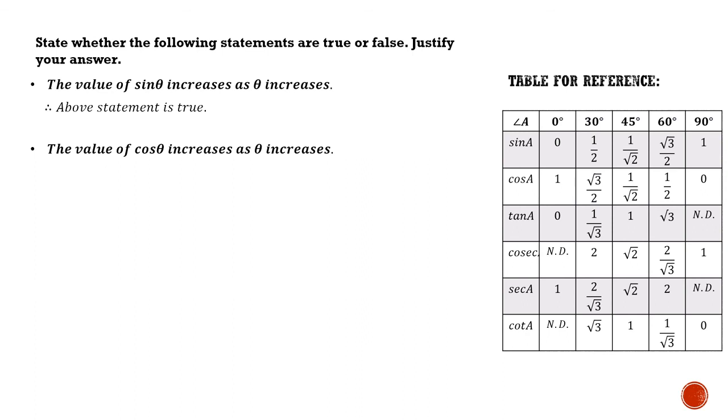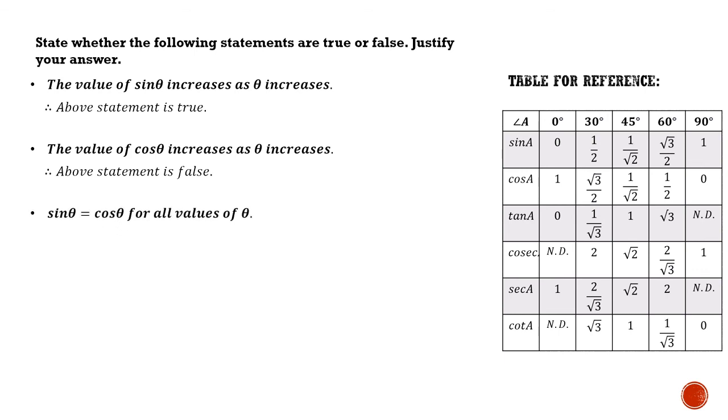Next question. The value of cos theta increases as theta increases. Once again we have to look at the table. Cos A is equal to 1 for 0 degree, for 30 it is root 3 by 2, for 45 it is 1 by root 2, for 60 it is half, and for 90 it is 0. So the value is not increasing; in fact, it is decreasing from 0 to 90 degree. So we can easily say that the statement is false or incorrect.